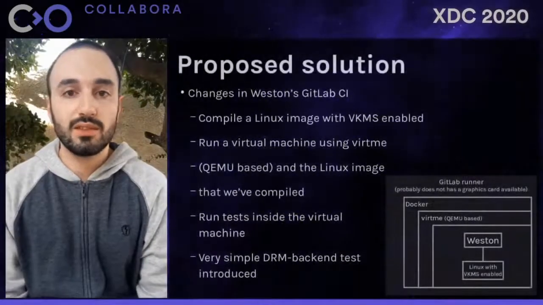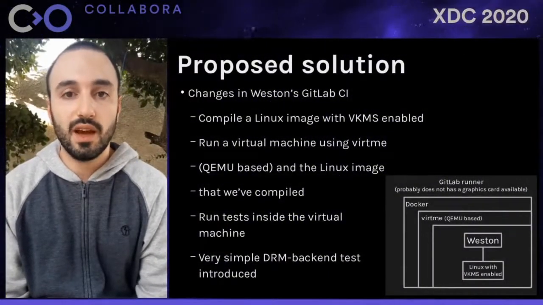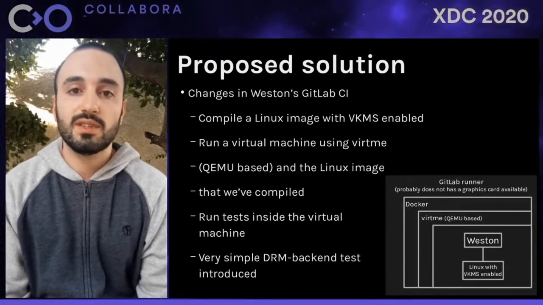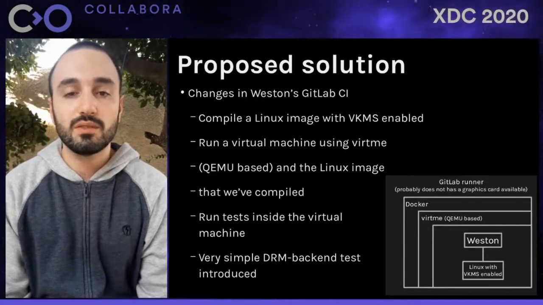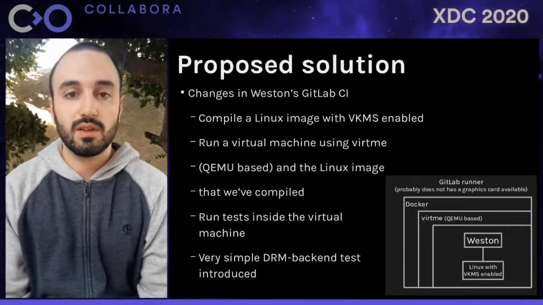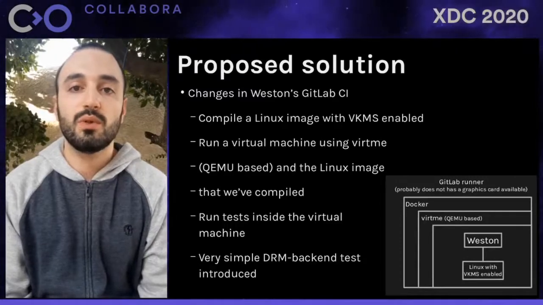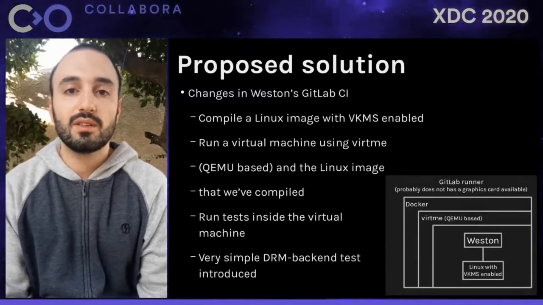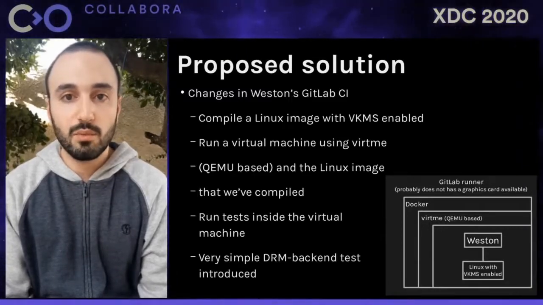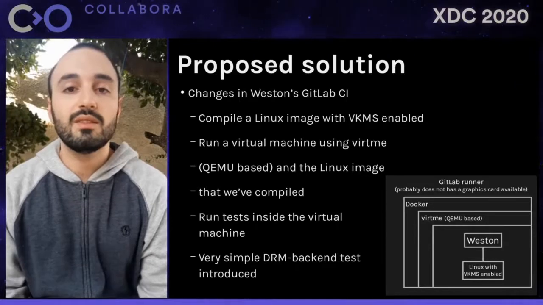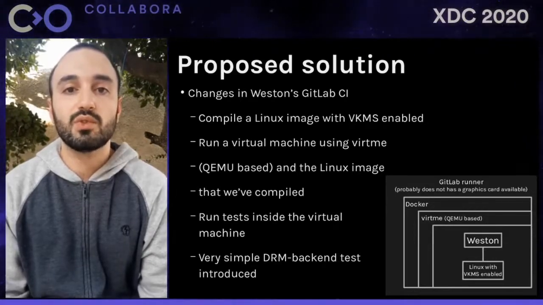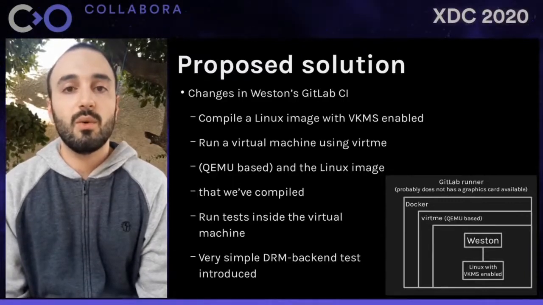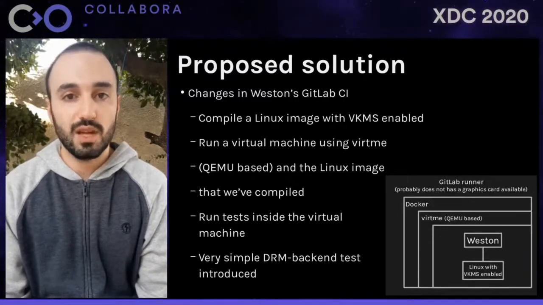And we had to do some changes in Weston CI in order to run on top of VKMS. Here we have the scheme with the final results. So we have the GitLab runner machine that will start our Docker image. In the Docker image we have a Linux kernel image with VKMS enabled, and so we can use QEMU to start a virtual machine on top of this image. And so we can run Weston's tests using VKMS.